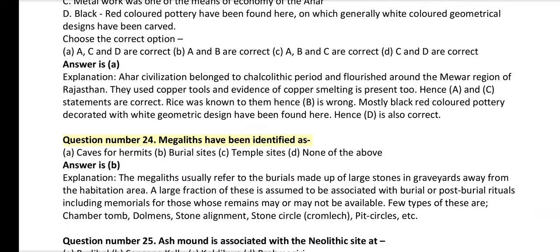Question number 24. Megaliths have been identified as A. Caves for hermits. B. Burial sites. C. Temple sites. D. None of the above. Answer is B.